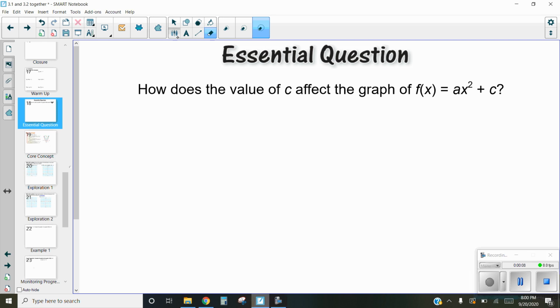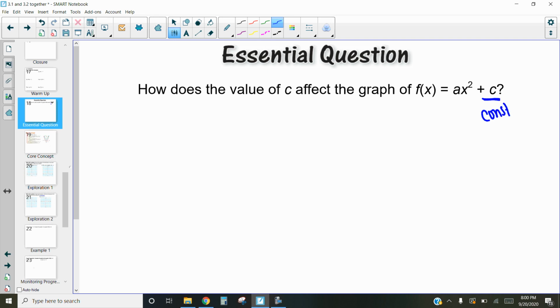how does the value of c affect our quadratic function? So here we're talking about adding a plus c on the end. Now that c is going to be a constant value. So we're talking about what happens if I add something like x squared plus 7 or 3x squared minus 4. How does this plus 7 and this minus 4 affect our graph?